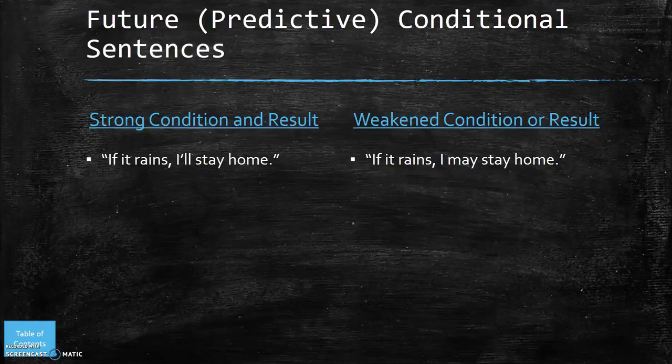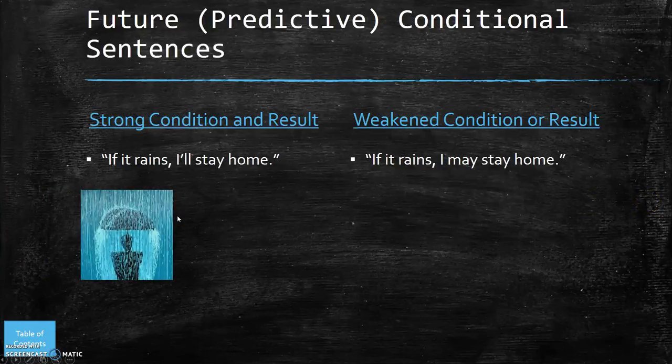Okay, second type of conditional relationships being future or predictive conditional sentences. And there's two essential types of future conditional sentences. The first being strong condition and result, and the second being weakened condition or result. Okay, so let's look at the first, strong condition and result. If it rains, I'll stay home.